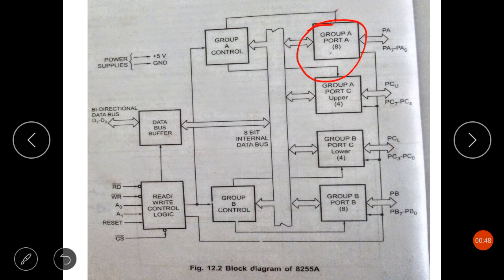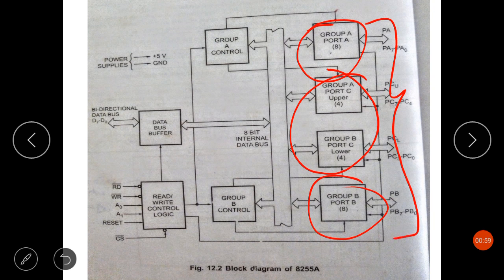So these are 8-bit parallel ports: port A, port B and port C. Altogether this 8255 has 24 input output pins. These 24 input output pins can be grouped into three 8-bit groups. This group is 8-bit, this group is 8-bit, this group combined is 8-bit. So they function as three 8-bit parallel ports.